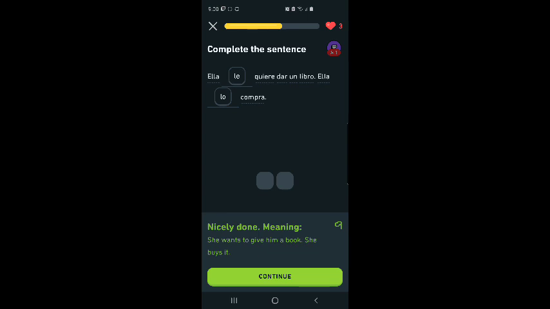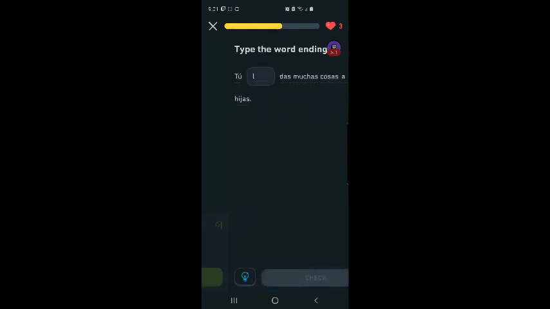So I don't know if my logic is making sense, but I'm very frustrated with having to repeat this lesson so many times and still not, even if I do get it, I don't really understand it, so it's frustrating. Okay, continue. Tú blank das muchas cosas a tus hijas.